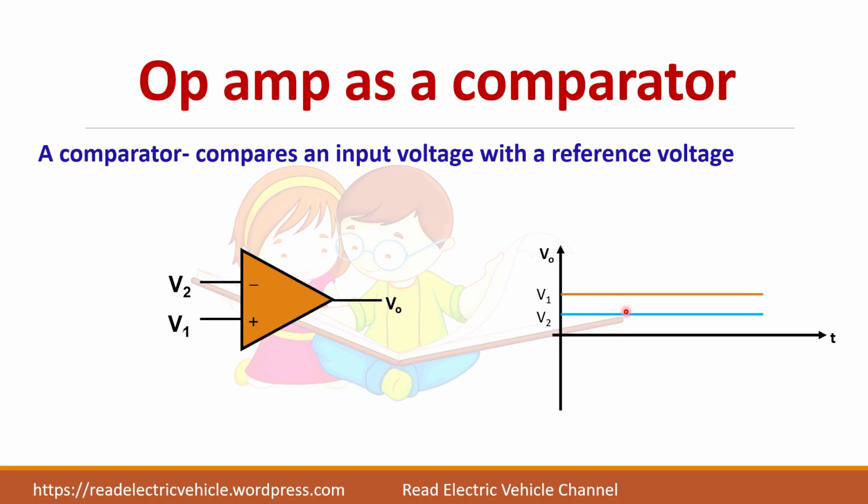Now, in this case, V1 is higher. V1 is connected to the plus terminal, so it is higher, and the output is going to be a high value. This green line represents the output, and it is a high value. Now, if suddenly there is a change in the input voltage V1, so it decreases below V2. What happens in this period? During this period, V2 is higher, that is, the negative terminal is higher, so the output will change from high value to low value.